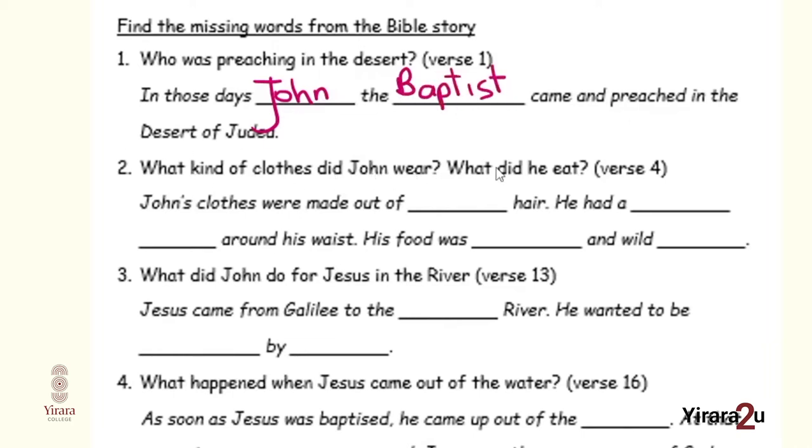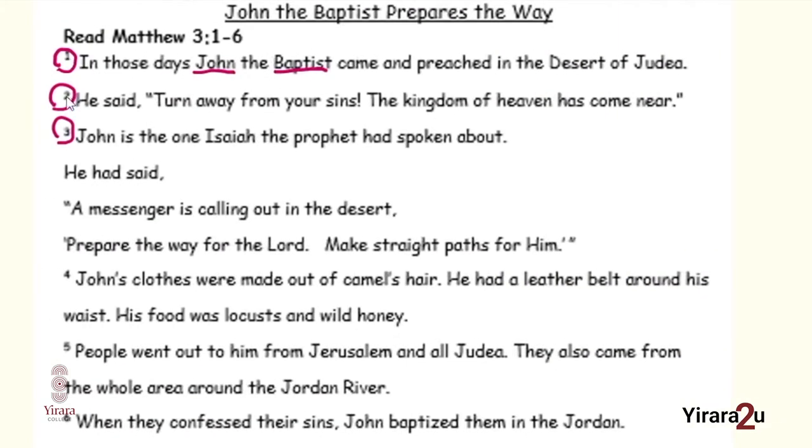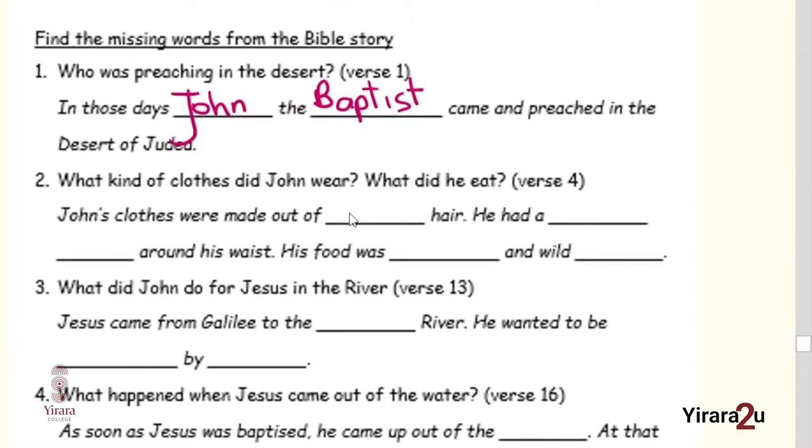What kind of clothes did John wear, and what did he eat? That's in verse 4. John's clothes were made out of camel's hair, and he had a leather belt around his waist. His food was locusts and honey.